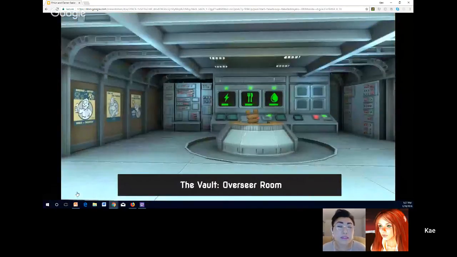Okay, this is the overseer room. The funny thing is you're the overseer, so technically no one really sits inside this room, but it shows you that the overseer has control and monitors anyone inside his vault. So basically he's the controller. Next.